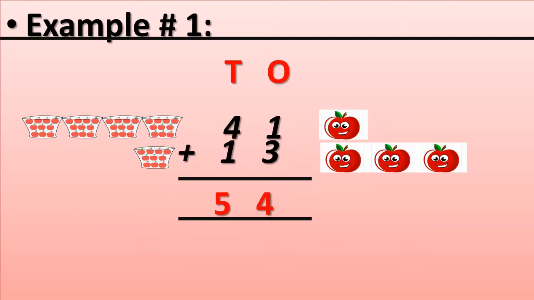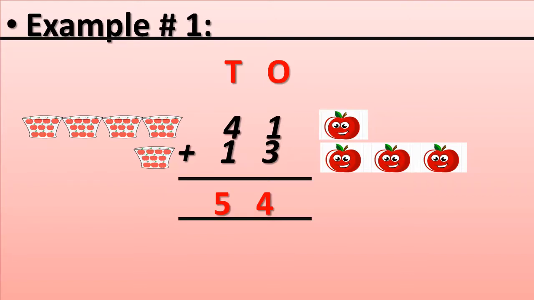Here we have one apple and we have 3 more apples. Let's count how many apples are there all together. 1, 2, 3, 4. We have 4 apples. So here we will write 4 in ones column. Now let's move on to the tens column. Here we will add 1 into 4.